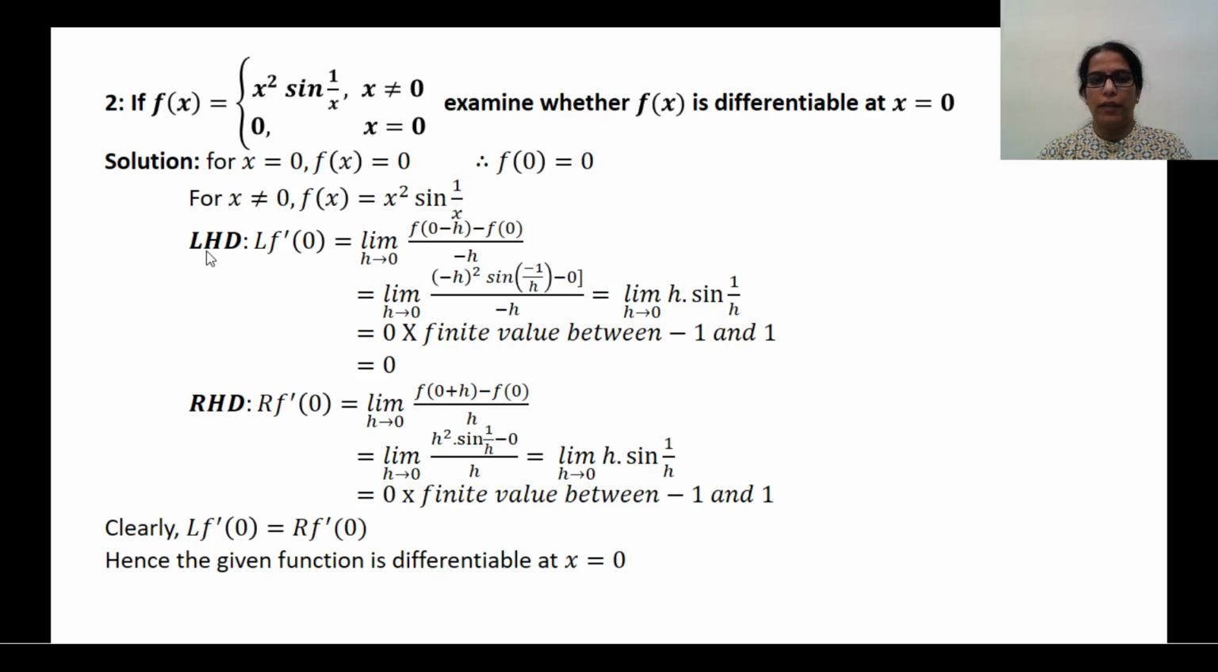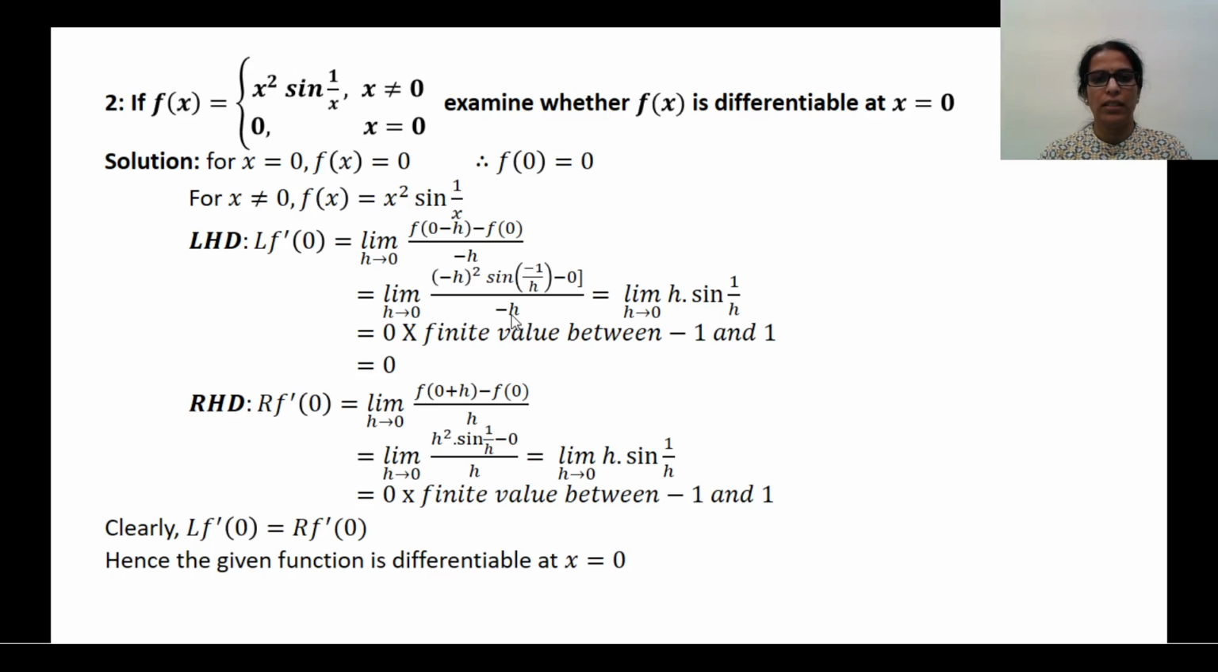Now we'll find out the left hand derivative. As we know, it is given by limit h tends to 0, f of 0 minus h minus f of 0 divided by minus h. That means in this function, we are going to replace x by 0 minus h. So it's 0 minus h whole square into sine of 1 by 0 minus h minus, we already know f of 0 value, it is 0. So therefore it is 0 whole divided by minus h.